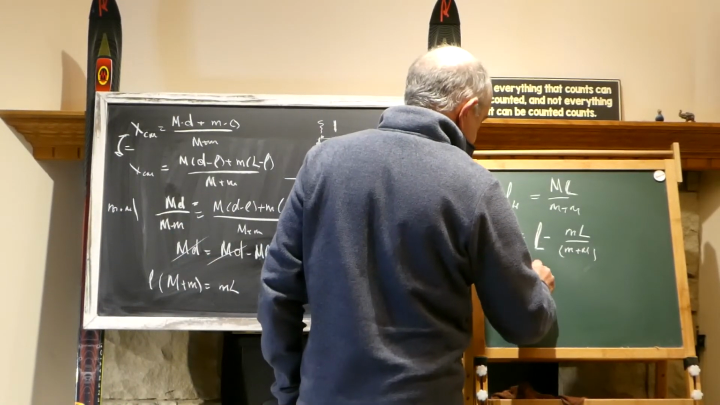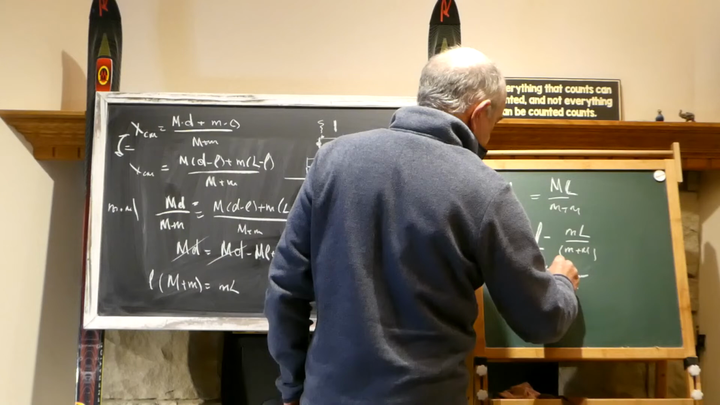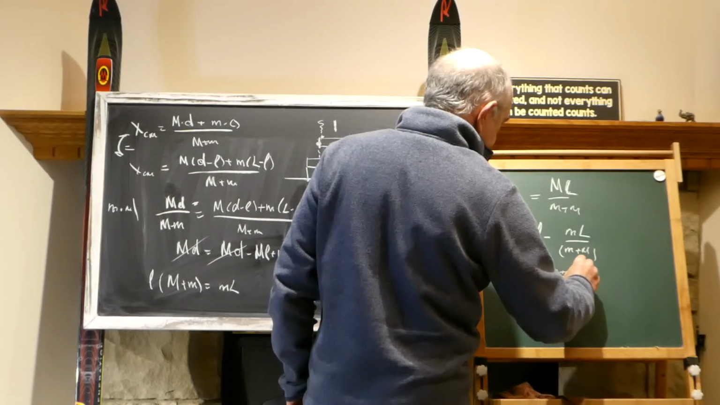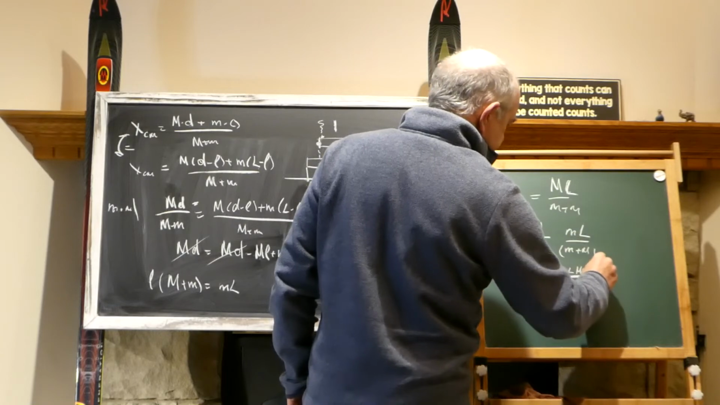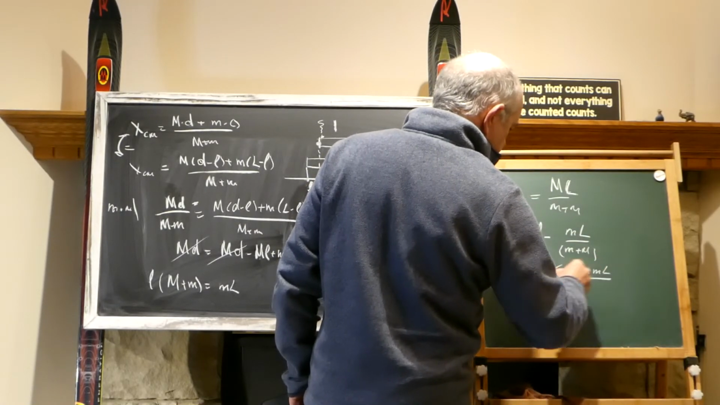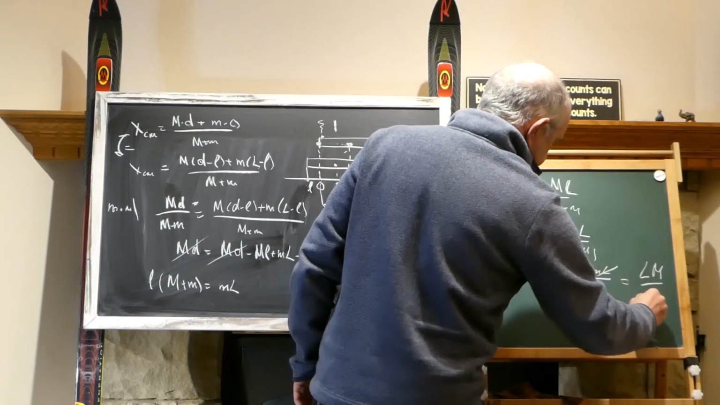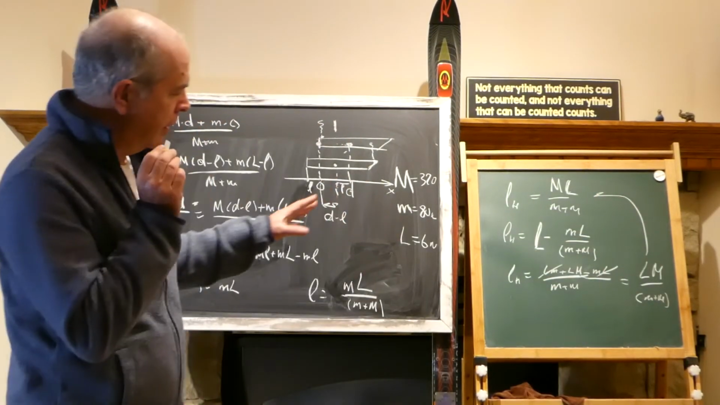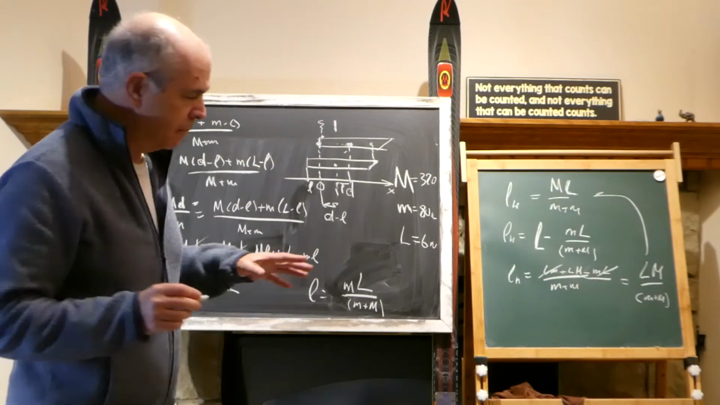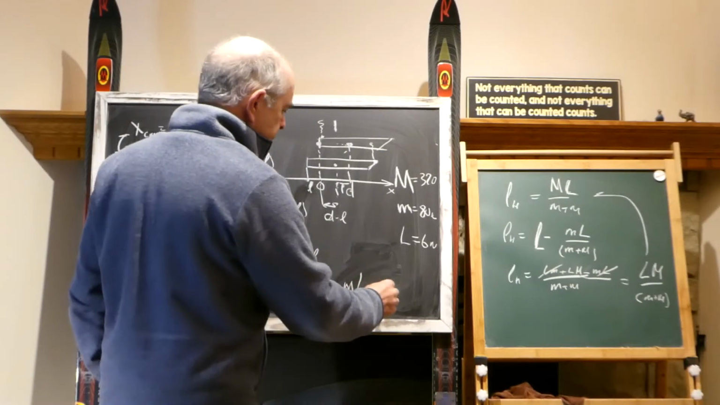And so I, of course, bring it to the common denominator, and I have L capital M plus L capital m, and minus this mL. And those two go away, and I receive this result, ML over this M plus m. And this is exactly the same result that I received from the principle of symmetry, that the human and boat are symmetrical.